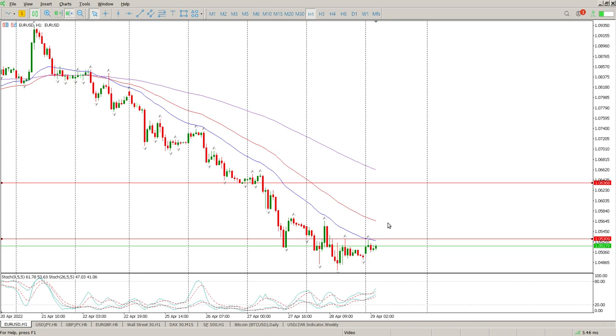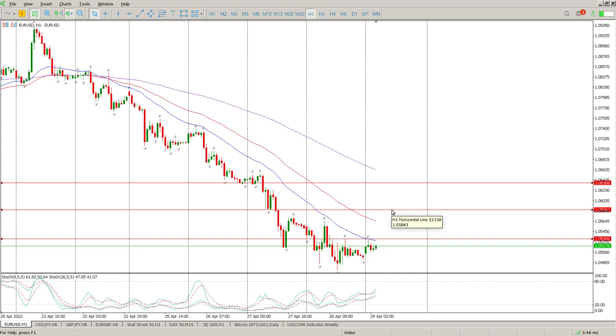So we're either going to range and then break, or we're going to break this trend line, find some support higher up, and then move to the downside. This is still the area I'm paying attention to. Well, actually, there will be two. So the first area is going to be this one here. You can see we tried to test it twice.